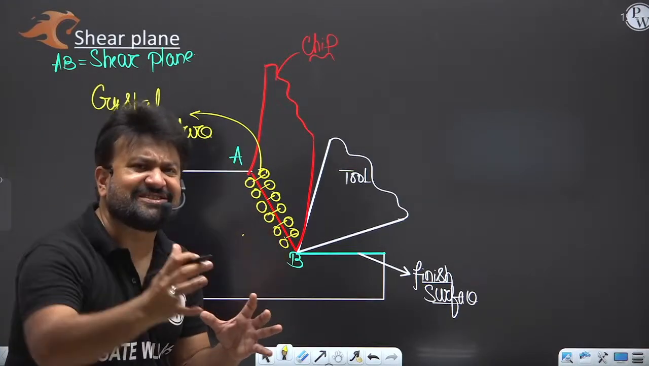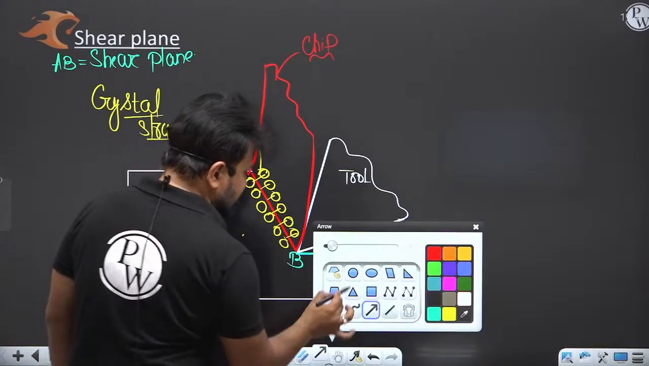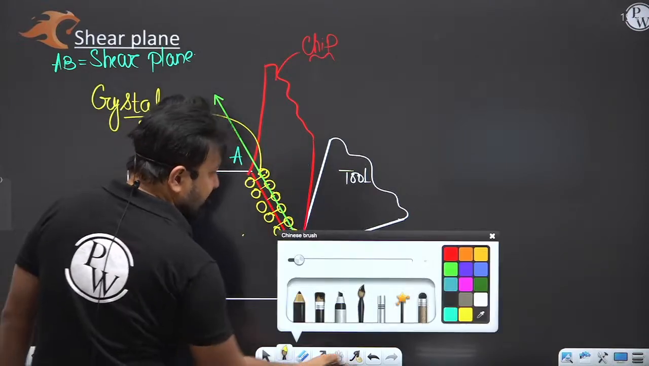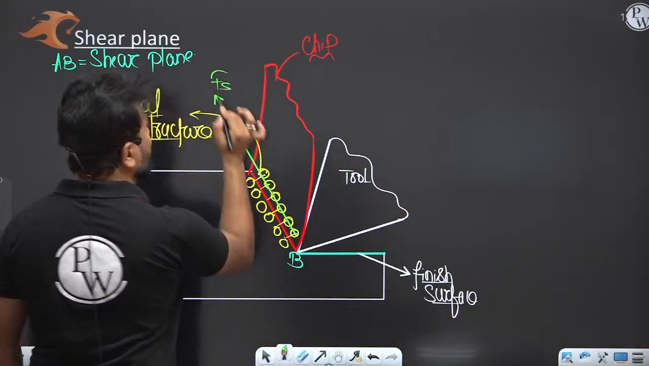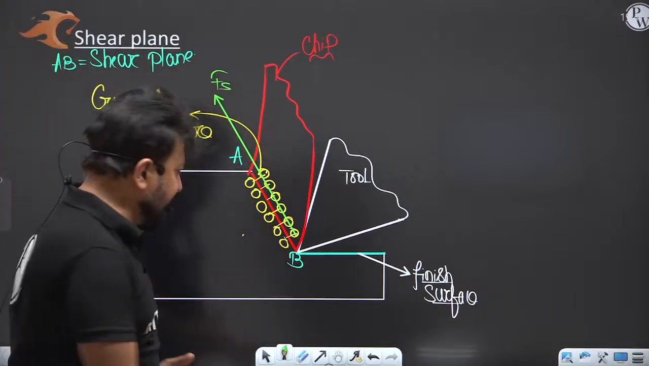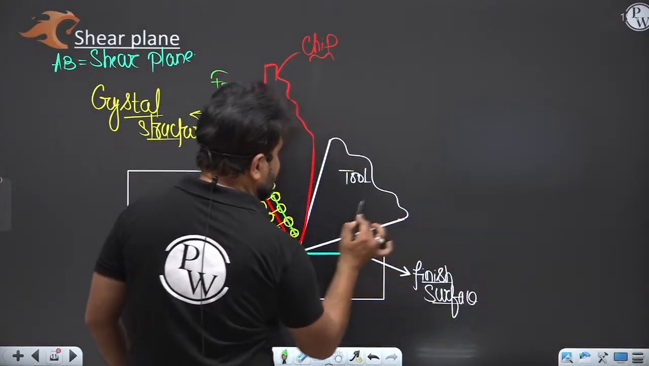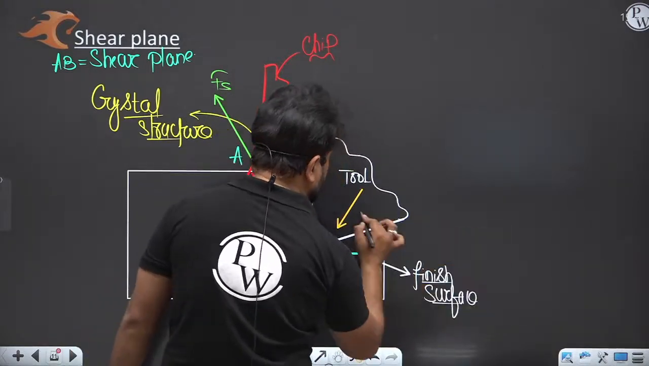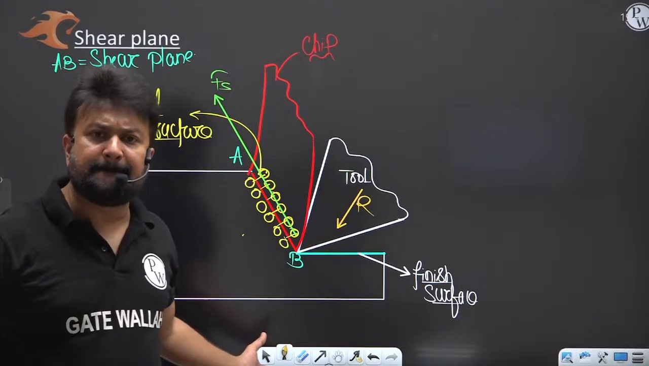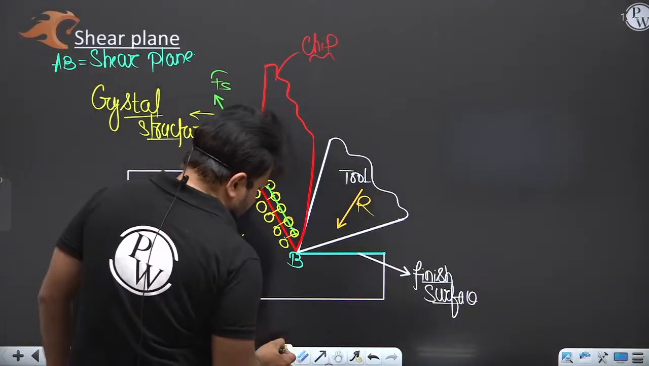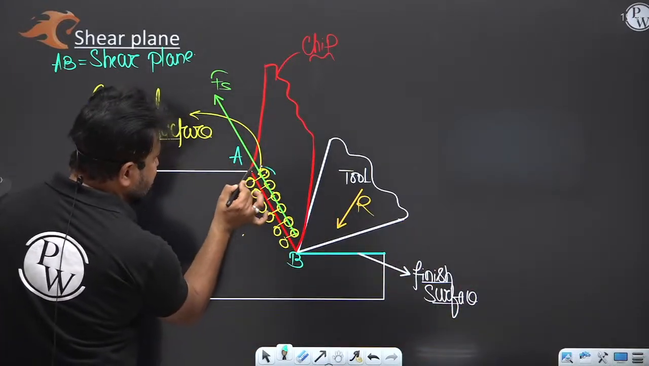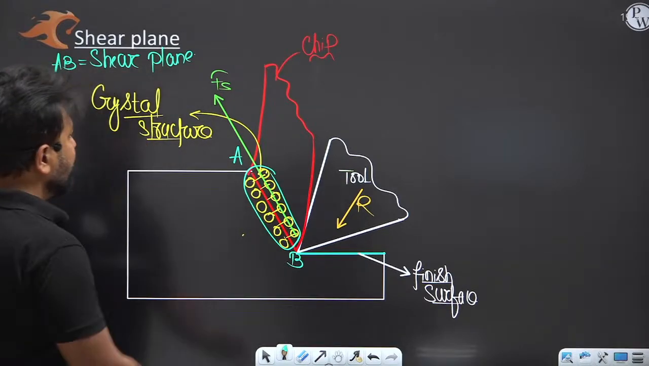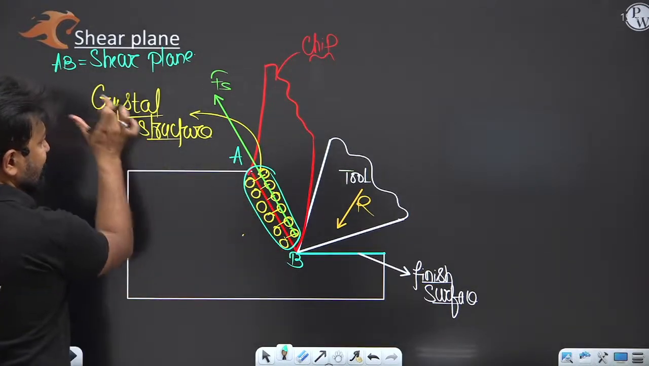This crystal structure gets broken down when a shear force is produced. And why is the shear force produced in a shear plane? Because you are giving the actual cutting force by the tool in the system. So this zone is known as your shear plane. In this there will be a crystal structure and it is going to break down.